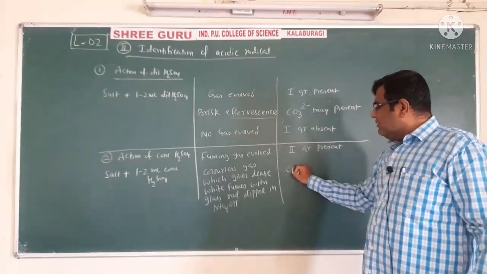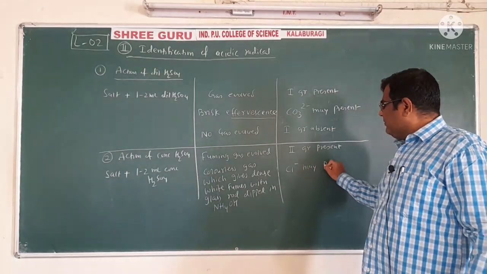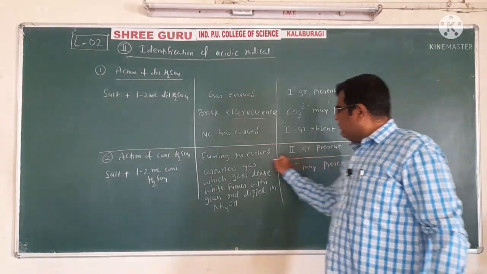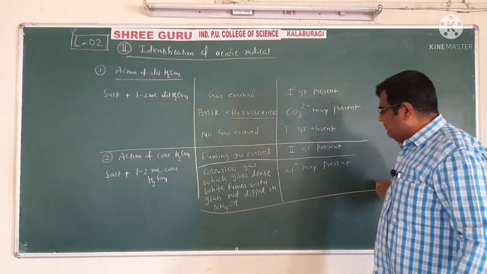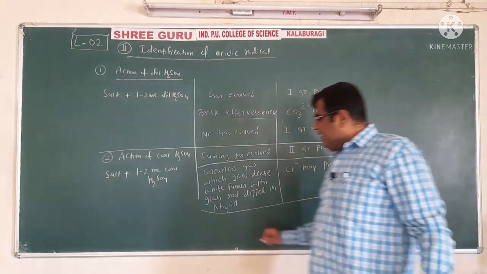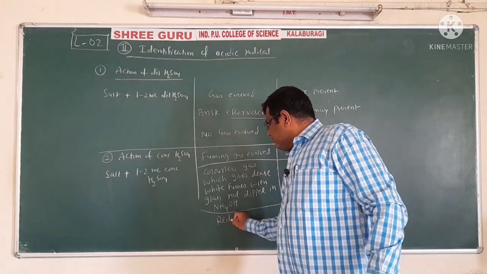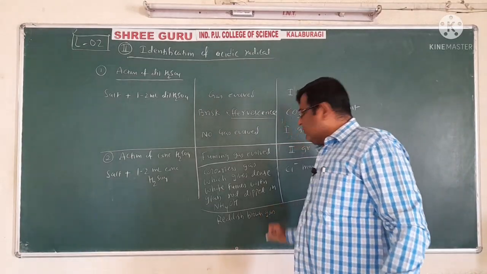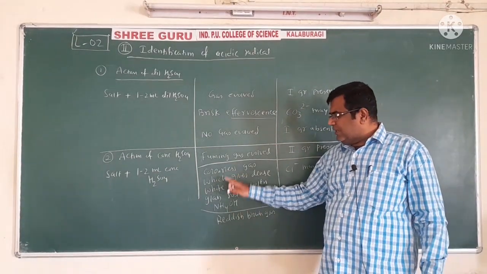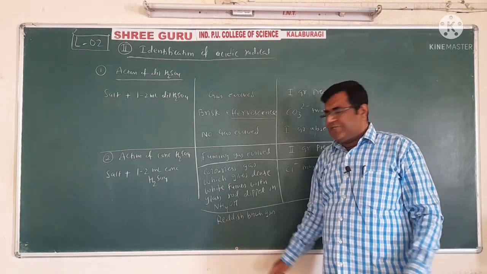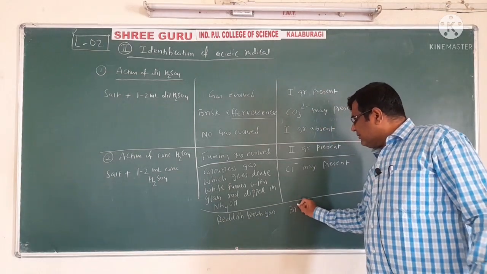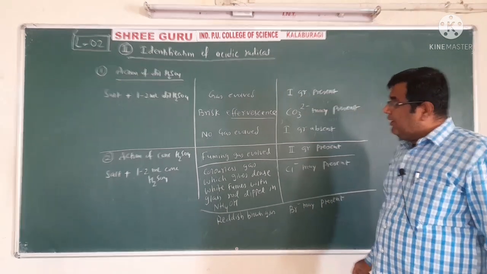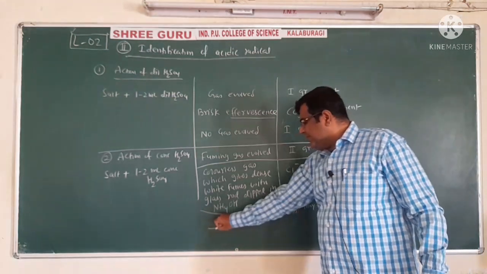If that happens, chloride may present. This is our inference. If this happens, then chloride may present. Another possibility is that maybe we get reddish brown gas, red color. This is colorless, this is reddish brown. You can easily differentiate. If that happens, bromide may present. And this is the second possibility.